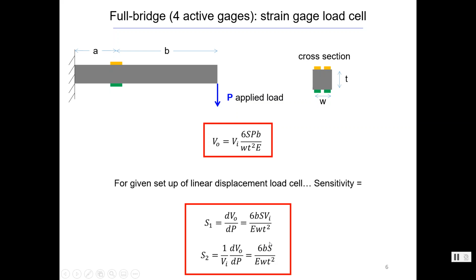But if we were interested in the sensitivity of this independent of the input voltage, so you might be comparing this to somebody else's load cell and they're using a different input voltage, if you'd want to make that comparison, that is S2. So you just take that same thing and you take the input voltage out of it. So this. In lab, this is very similar to what we would be doing.